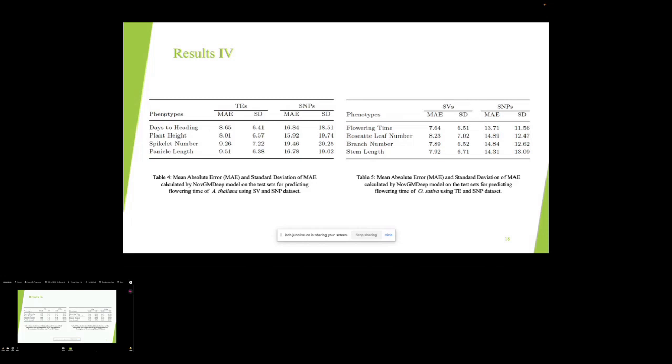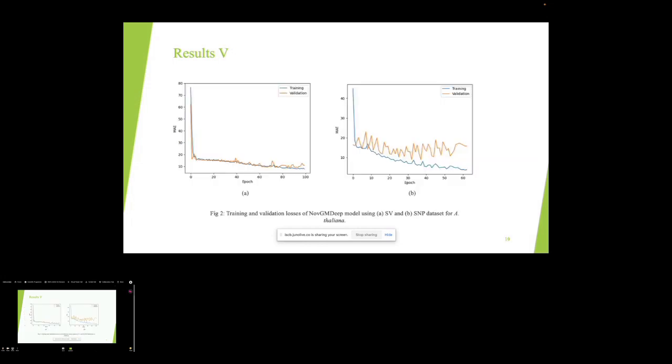So the low values of MAE and standard deviation shown for the structure variation and the transposable element marker show the higher prediction accuracy of the NOV-GM deep model over the SNPs. The MAE loss was watched to select the best model during the training process of 150 epochs with early stopping. The model with the lowest MAE was selected to evaluate the model.